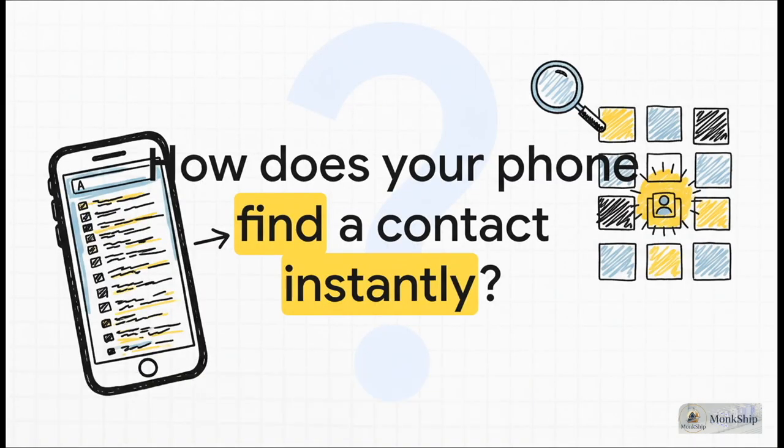I mean, seriously, think about it for a second. You've got maybe thousands of contacts in your phone. You type one or two letters, and bam, the right person just appears. There's no loading bar, no waiting. How does it do that? Well, it's not magic, it's just some really, really clever engineering.